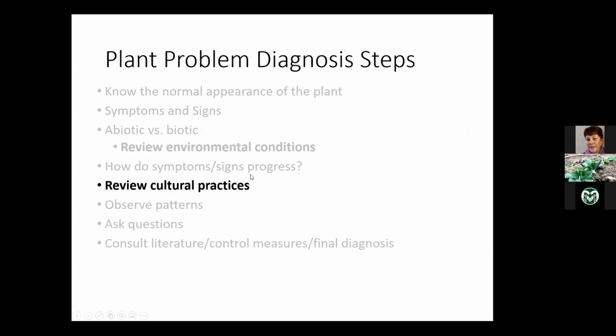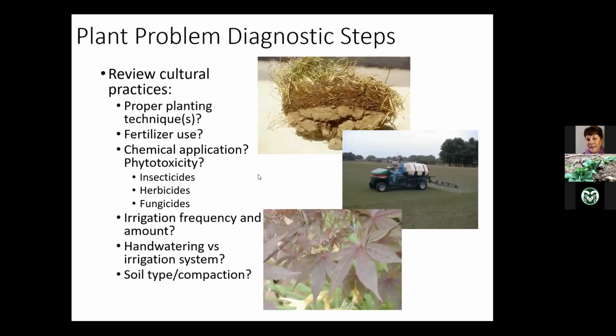We also look at cultural practices. When we try to figure out what's going on with our plants and we're asking our clients how they're taking care of them, these questions can also help figure out whether we're looking at an abiotic issue or a biotic issue. So for example, when was the plant planted? How was it planted? Did they use proper planting techniques for the type of plant they're putting in? Have they used fertilizers? Any chemical applications? Could it be phytotoxicity based on a chemical? Have they used any insecticides or herbicides or fungicides? How often and how much do they irrigate? That can also be a good question. Are they hand watering or using an irrigation system?